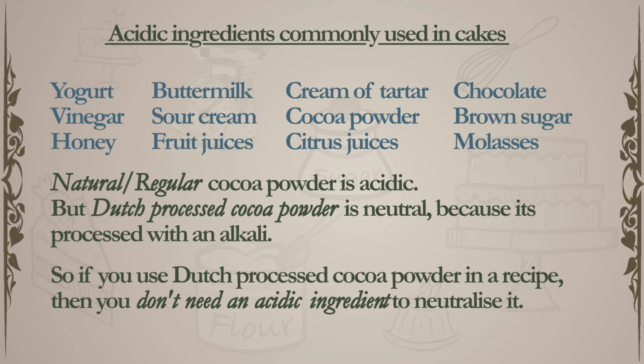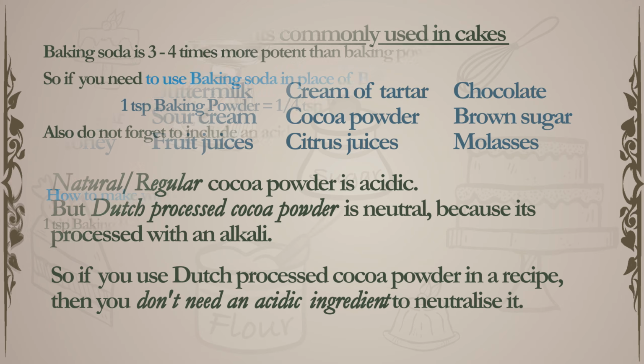Acidic ingredients that are commonly used in cakes: yogurt, buttermilk, cream of tartar, chocolate, vinegar, sour cream, cocoa powder, brown sugar, honey, fruit juices, citrus juices, or molasses. Natural or regular cocoa powder is acidic, but Dutch processed cocoa powder is neutral because it's processed with an alkali. So if you use Dutch processed cocoa powder in a recipe, then you don't need an acidic ingredient to neutralize it.